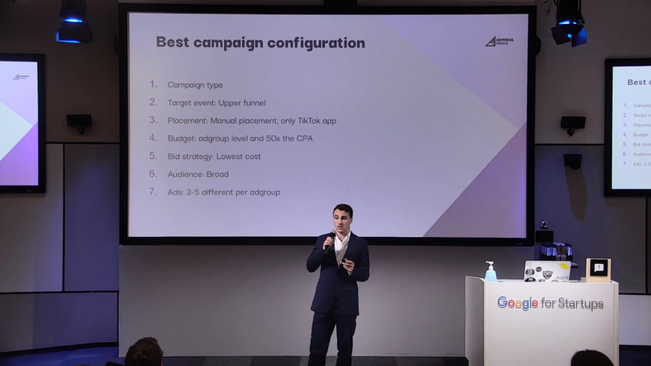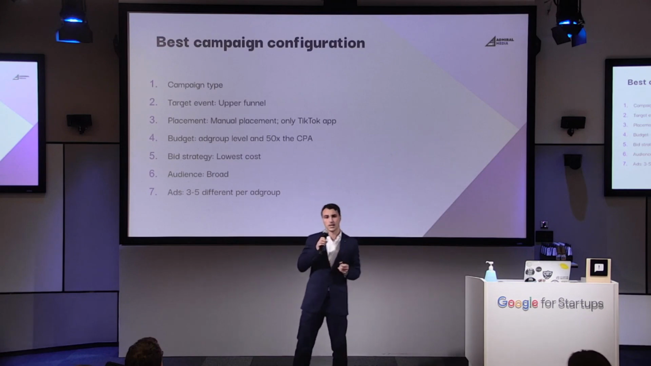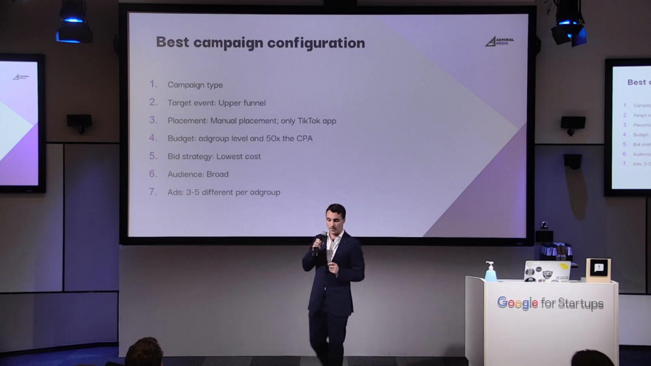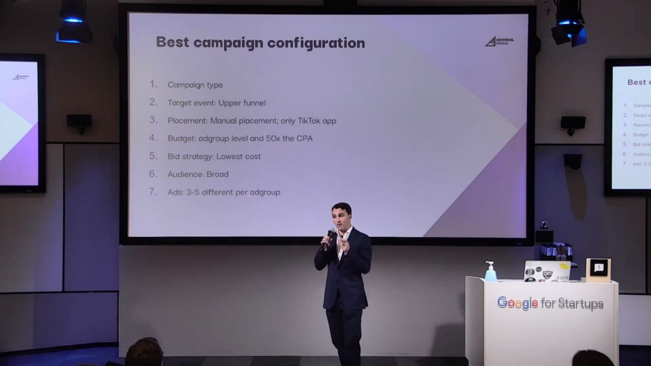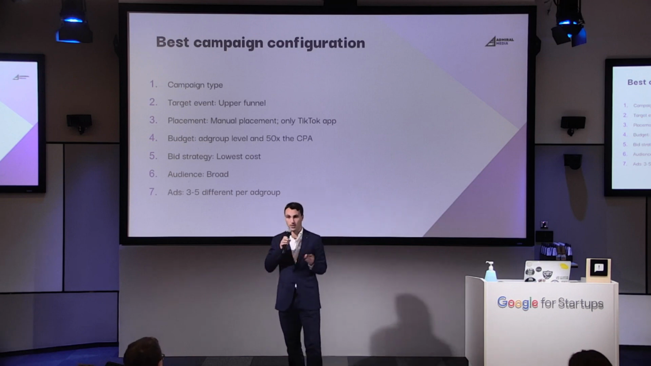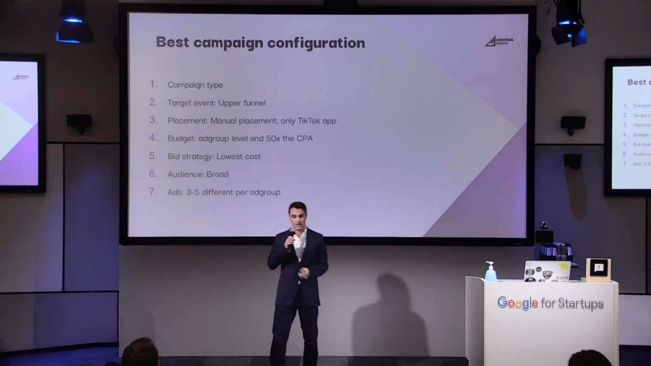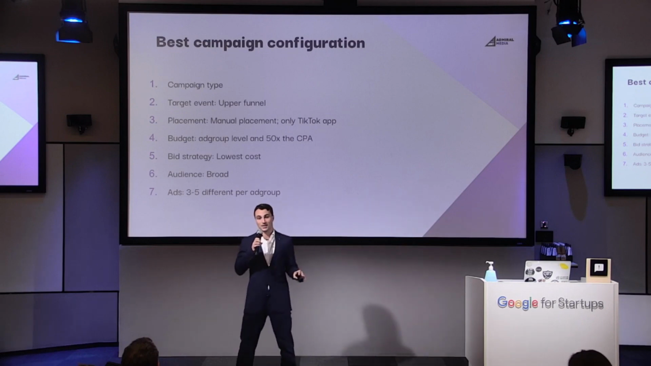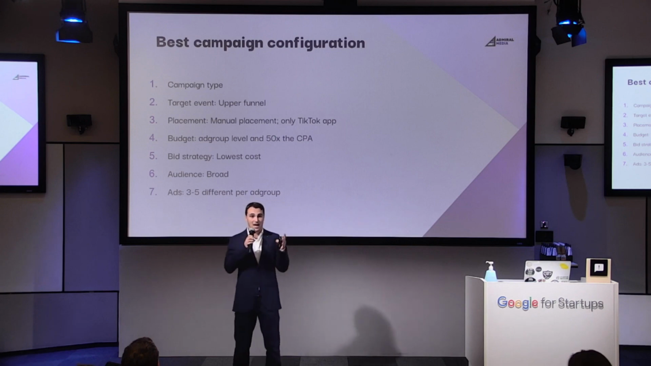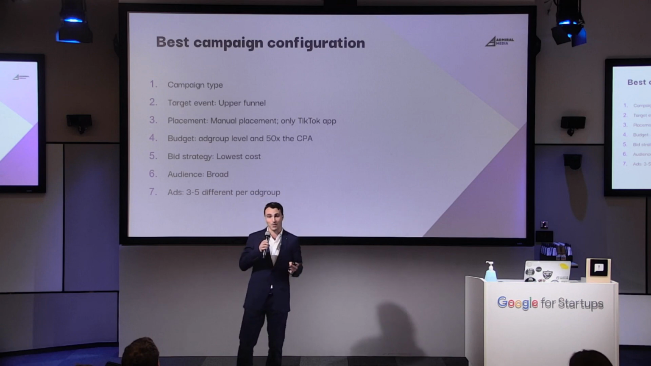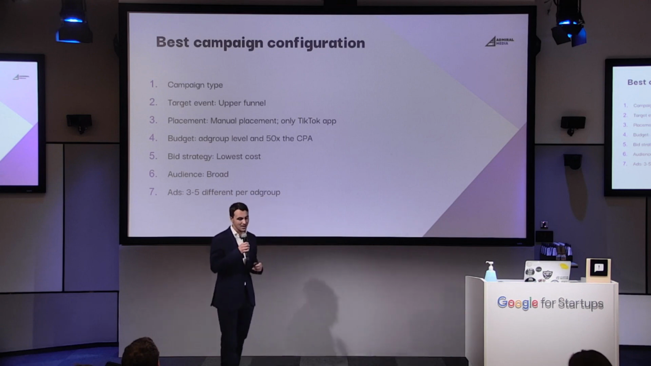Why? This is because TikTok still needs a lot of data to understand which user to show the ad to. So if we start the campaign, and it's the first campaign for the account, with a purchase event, it's going to be hard to find the user to show the ad to. So that's why upper or mid funnel events. The placement: go for manual. TikTok only. The TikTok ad platform has other apps, but we should go only for TikTok because it's the best performing one. Why do we want to spend money on the other ones?